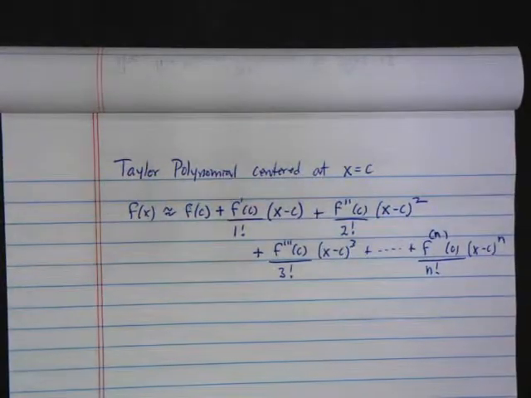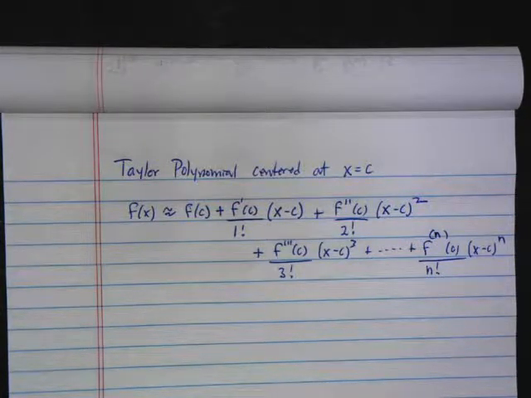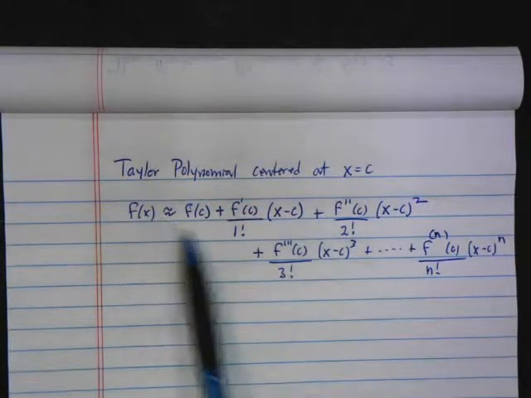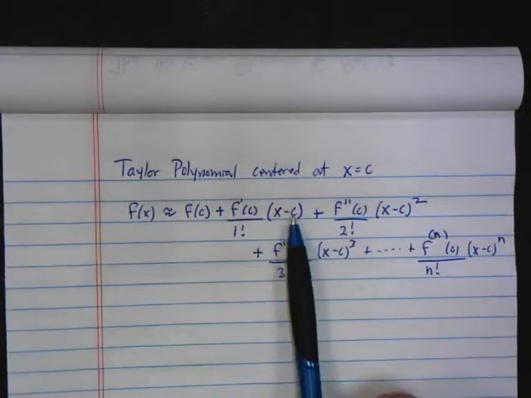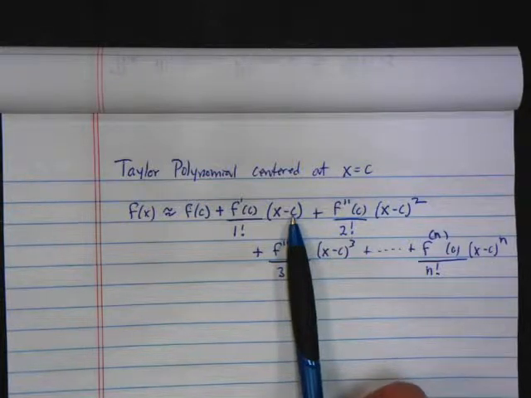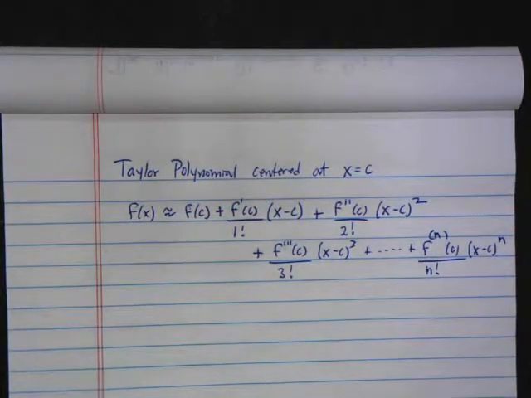And there's your Taylor polynomial centered at c. So if I wanted to plug in 2 pi, what I would do is create a Taylor polynomial centered at a number closer to 2 pi. So I wouldn't center it at 0, I would center it somewhere else. Alright, so here's an example of that.